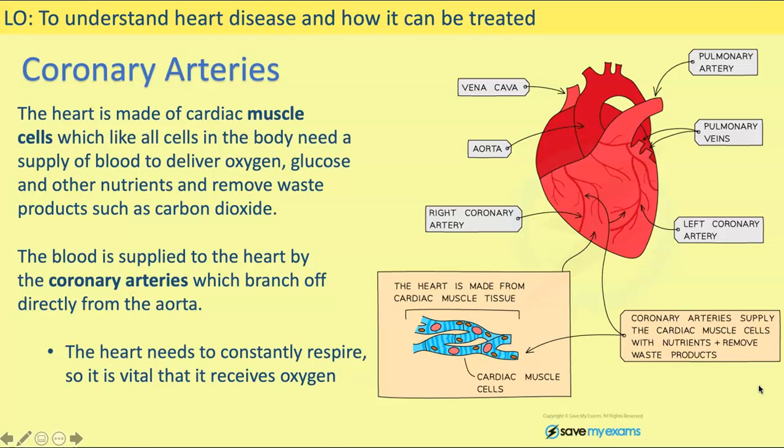The blood is supplied to the heart by the coronary arteries, which branch off from the aorta. The heart needs to constantly respire, so it's vital that the heart receives a good supply of oxygen. I've put this diagram here just to show you where the coronary arteries can be found. So they actually surround the outside of the heart.